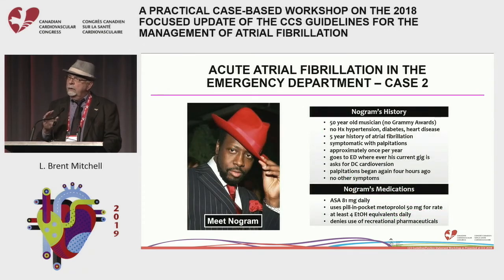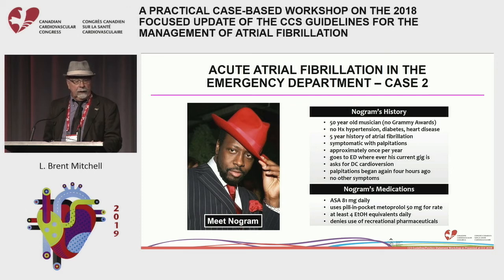This case highlights the most contentious new guideline. This is No Graham. He's a 50-year-old musician who has won no Grammy Awards. He has no history of hypertension, diabetes, heart disease. He has a 5-year history of atrial fibrillation, symptomatic with palpitations, has them about once a year, and whenever it happens, it's sustained. So he just goes to whatever emergency department, whatever city he's in, and says, please do a cardioversion. On this occasion, he's been in atrial fibrillation for about 4 hours, has no other symptoms.